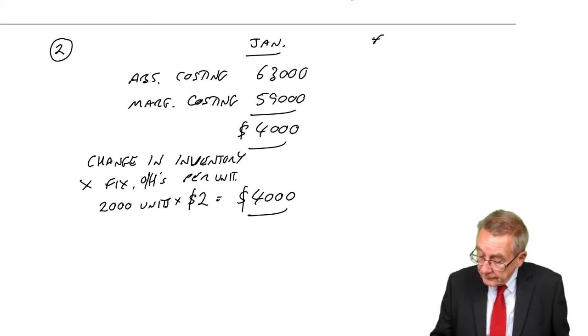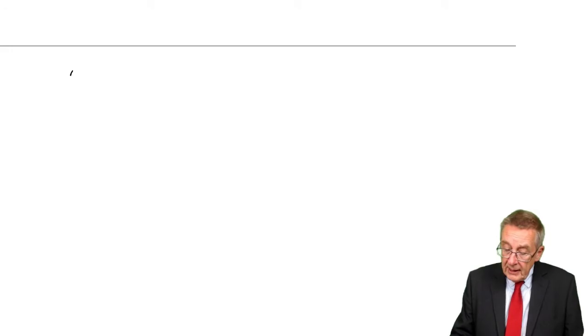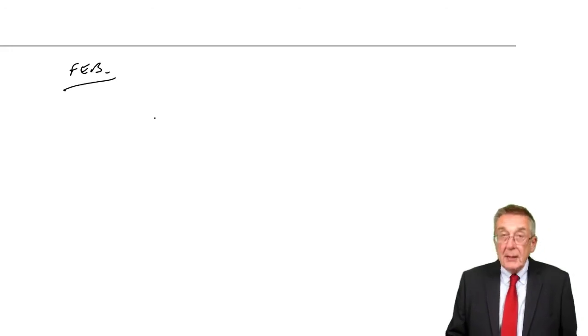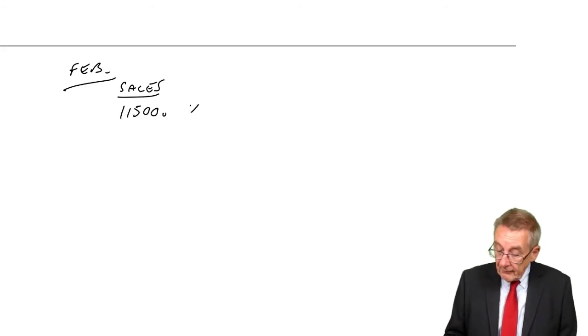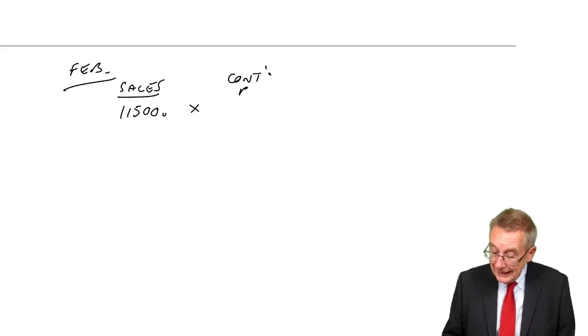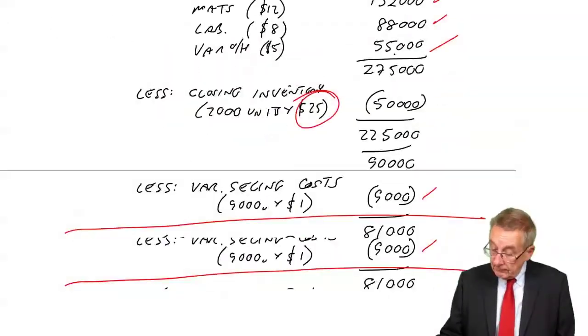Let's look at February. I'll come back to this table in a minute, but in February, without doing a full statement, what's the profit going to be using marginal costing? The sales, 11,500 units. The contribution per unit, $9.